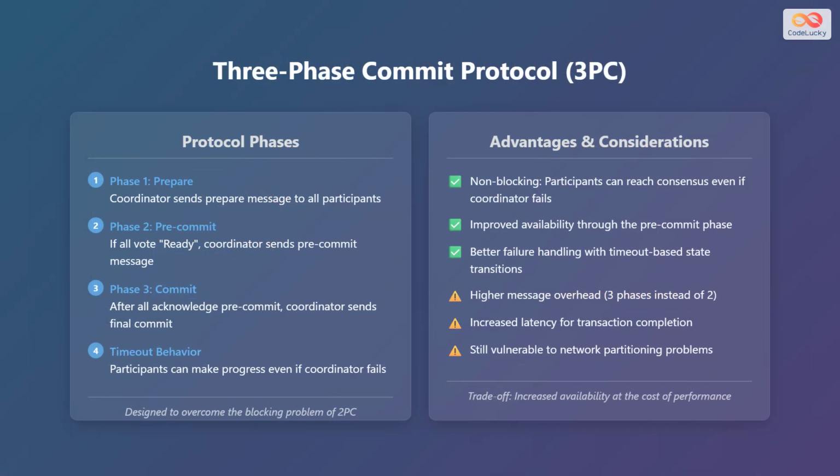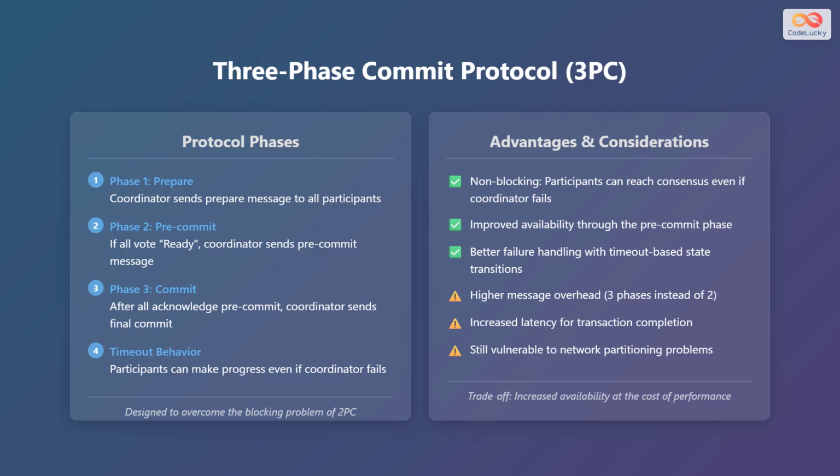Now let's examine the three-phase commit protocol, known as 3PC. In phase 1, the prepare phase, the coordinator sends a prepare message to all participants. In phase 2, the pre-commit phase, if all vote ready, the coordinator sends a pre-commit message. In phase 3, the commit phase, after all acknowledge pre-commit, the coordinator sends a final commit. Regarding timeout behavior, participants can make progress even if the coordinator fails. This protocol is designed to overcome the blocking problem of 2PC.